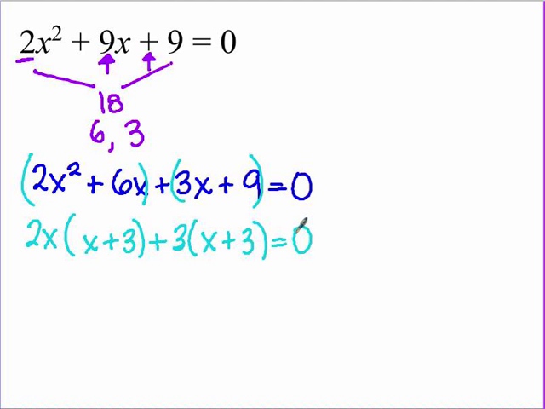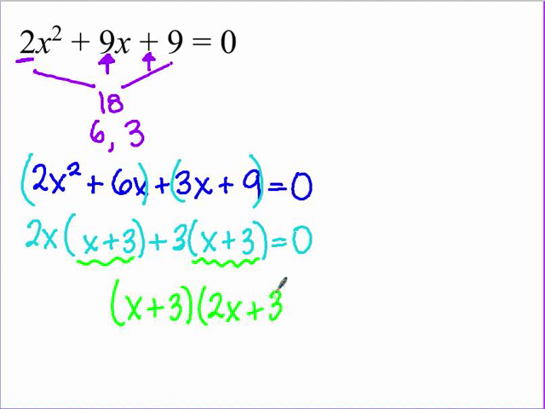So then now, you notice that your x plus 3's match up. So one of your factors is x plus 3. Your other factor is? 2x plus 3. Now, we're not done because of the equal to 0. So let's review. What do we do when we have something equal 0? X plus 3 equals 0 or 2x plus 3 equals 0.